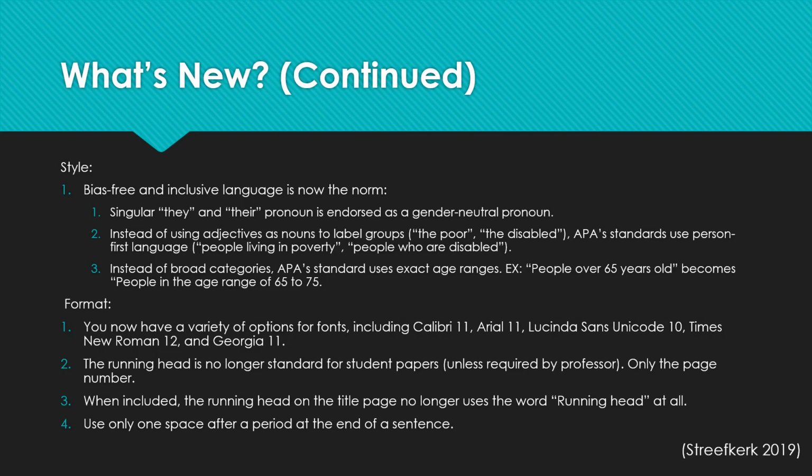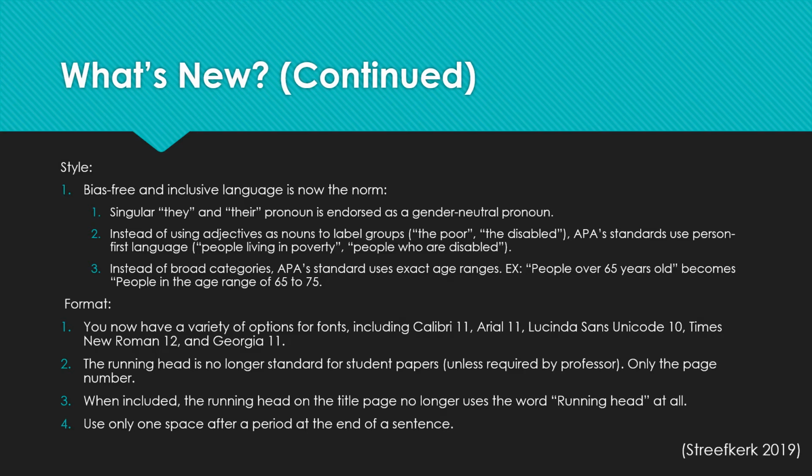You might be excited to hear that you have a lot more options for fonts and font sizes. You can choose between Calibri 11, Arial 11, Lucida Sans Unicode 10, the Times New Roman, which is the OG, and Georgia 11. Additionally, you no longer need to include the text "running head" in the header. In fact, for student papers, a running head is no longer needed at all. That is, of course, unless your professor requests it.